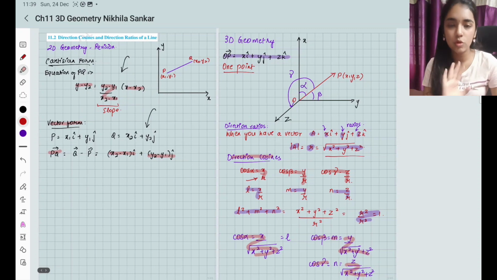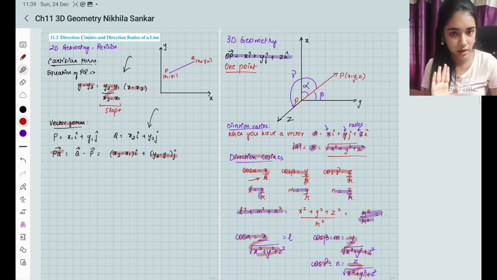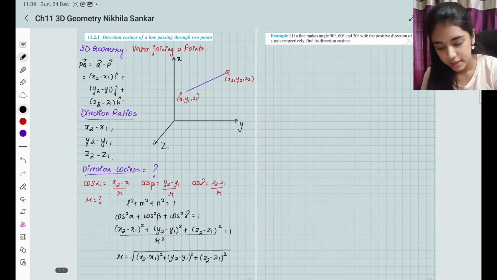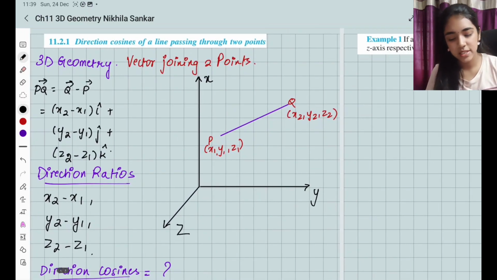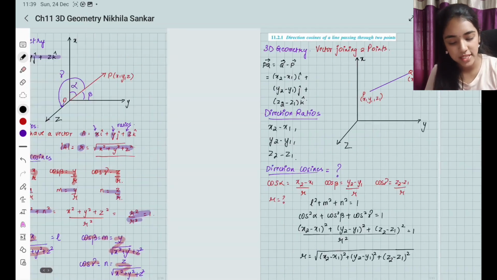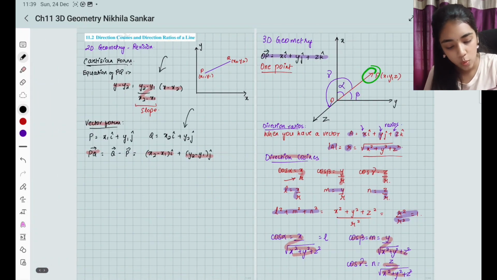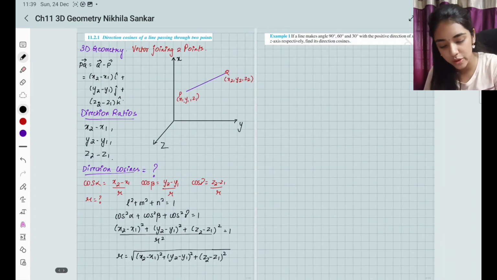ஒரு டாபிக்கு ஒரு ஃபார்முலா நம்ம ரிவைஸ் பண்ணிட்டு சம் சால்வ் பண்ணலாம். Okay, now you have a direction cosine of a line passing through 2 points. இவ்வளோ நேரம் என்ன பார்த்தோம்? We only learned one point. It passes through one single point. இப்போ இதே if it passes through two different points, so I'm going to have the point P and Q.